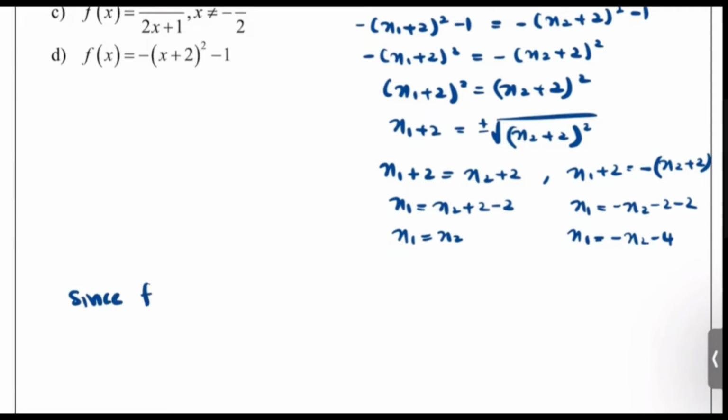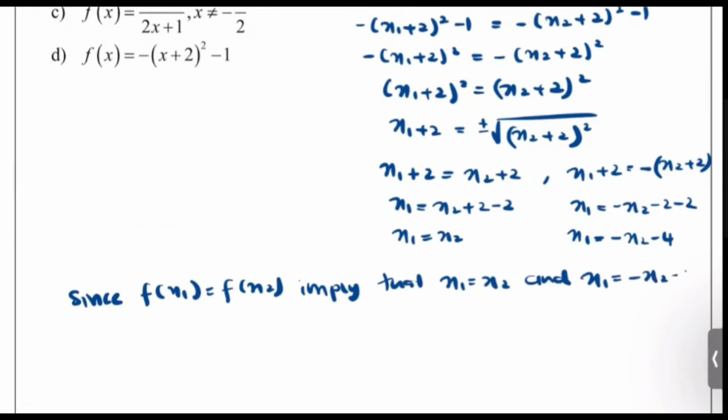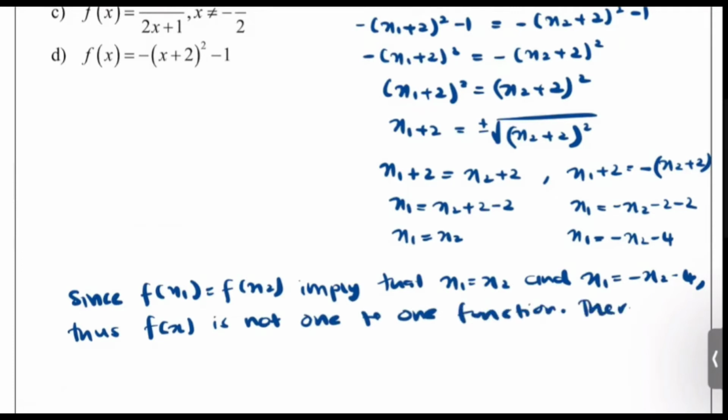Since f(x1) equals f(x2) implies x1 equals to x2 and x1 equals to negative x2 minus 4, thus f of x is not one-to-one function. Therefore, the inverse does not exist. Okay, so we see f of x is not one-to-one, so its inverse does not exist. Since it does not exist, no need to find it.